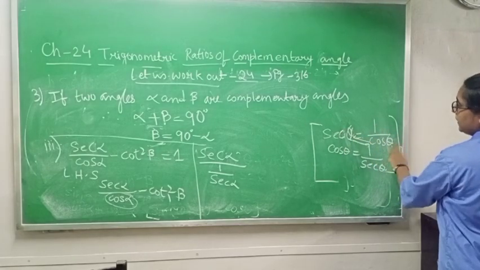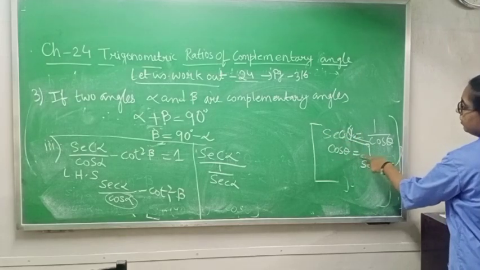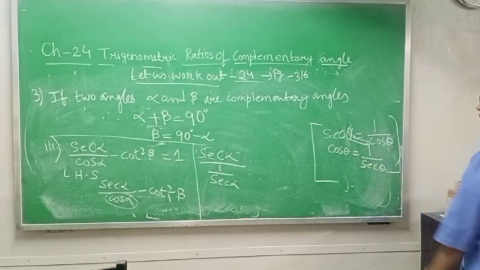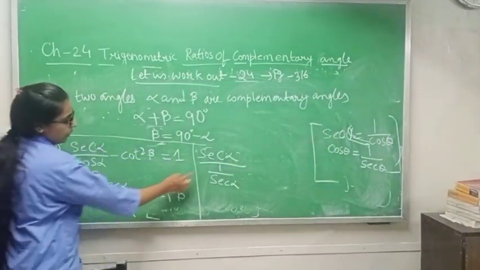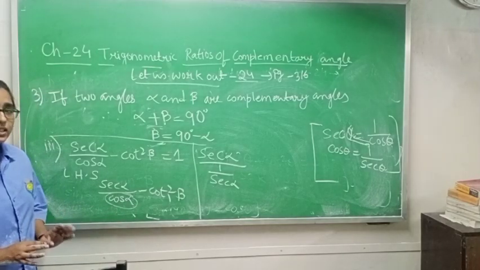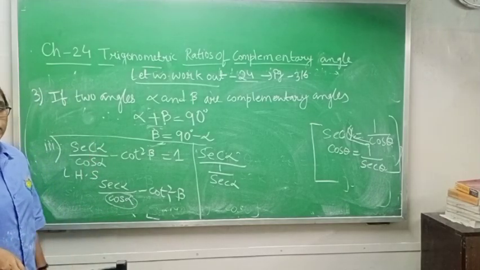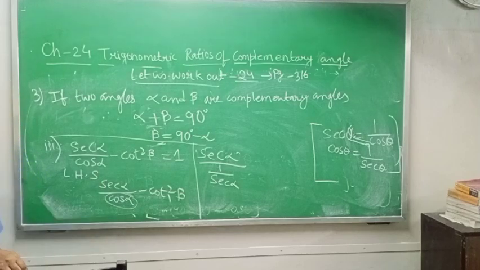From chapter 3 we know that sec theta equals 1 by cos theta. Now I am changing their places. I am taking cos theta to this side and sec down, so cos theta equals 1 by sec theta. For this reason I am writing 1 by sec alpha in place of cos alpha. Only the angles are different. In the standard value, when you are writing, you take theta as an angle. In our question, alpha and beta are the angles.